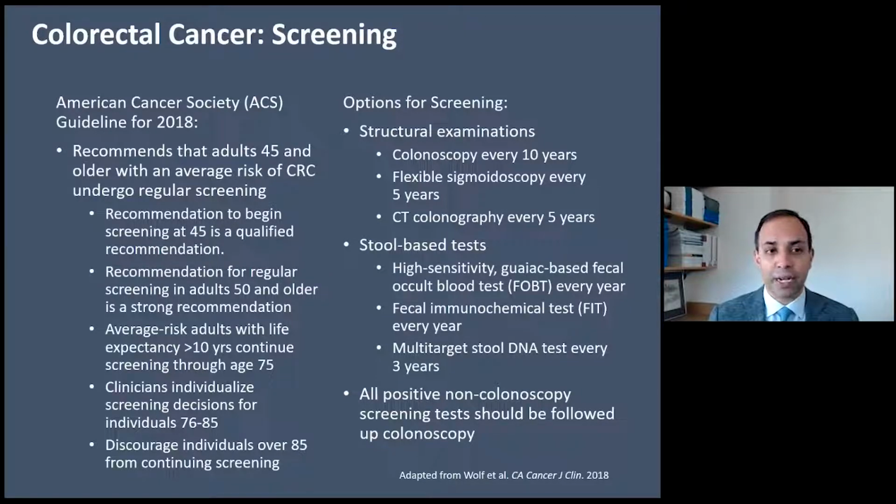There are two major categories of screening modalities: structural examinations such as colonoscopy, flexible sigmoidoscopy, and CT colonography allow for direct visualization of lesions. There have also been a number of stool-based tests developed. This had previously been limited to fecal occult blood testing. However, there have been advancements in immunochemical testing and in stool DNA testing. It is important to recognize that all positive tests that come from a non-colonoscopy modality should be followed up by a colonoscopy.